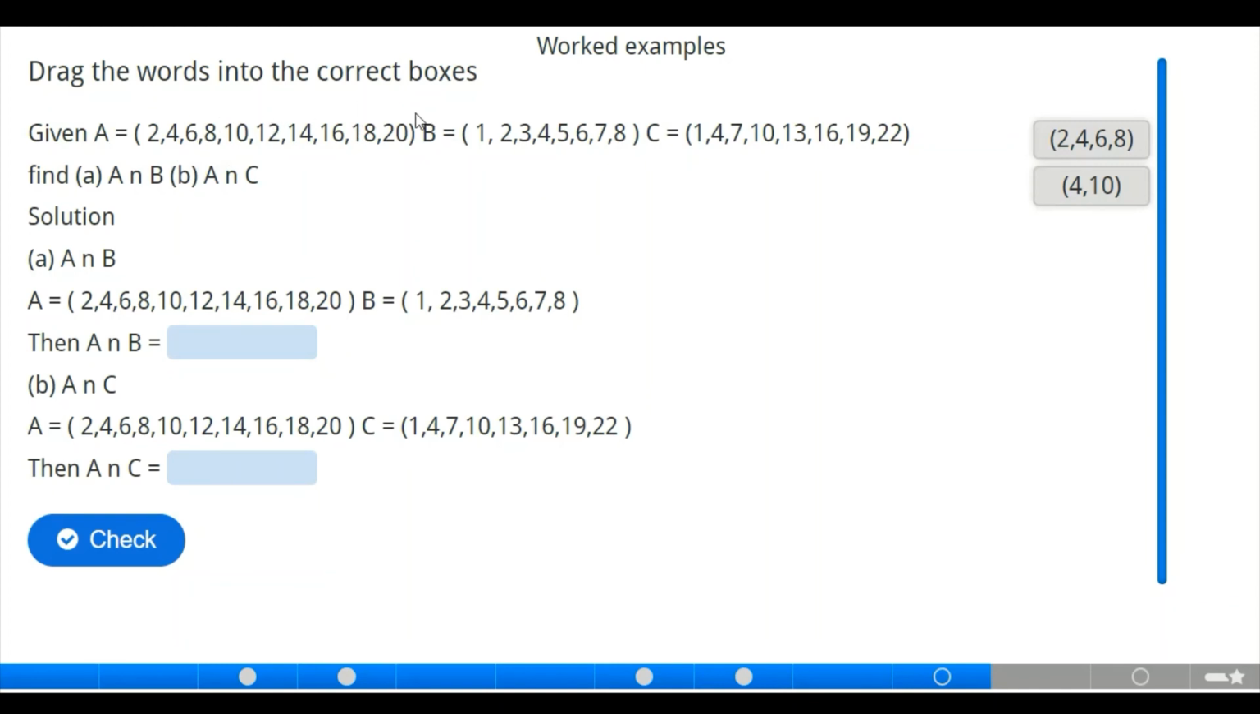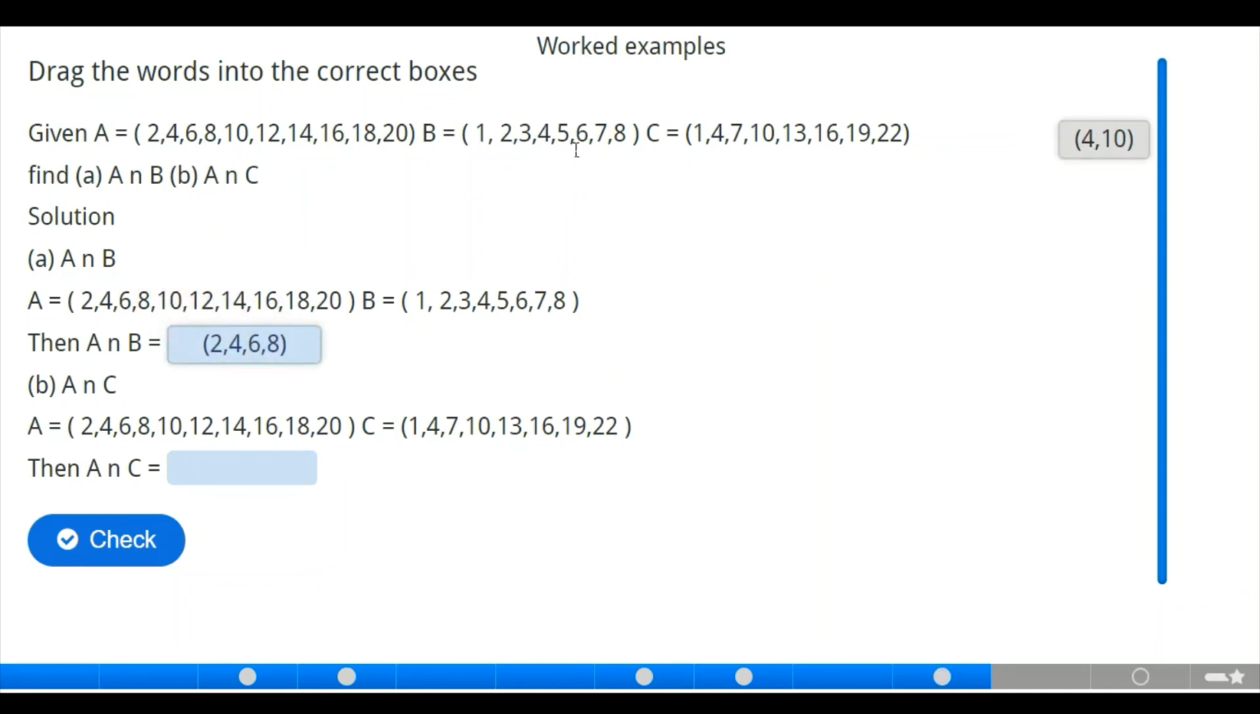A intersection B: what is common between A and B? 2 is common, right? So we have 2. After 2, what else is common between A and B? 4 is common, so we have 2 and 4 now. Let's check, 6 is common, and we have 8. So for A intersection B, the elements are going to be 2, 4, 6 and 8. That is what is common between the two sets.